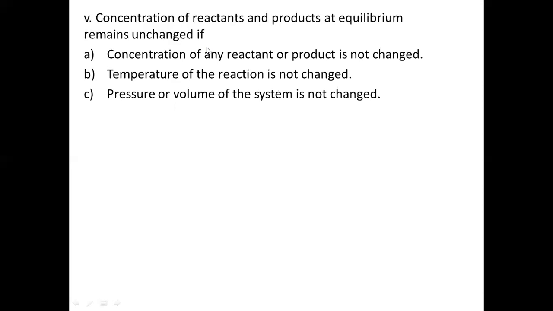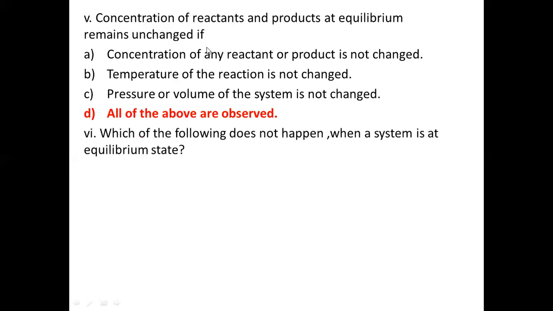If you do not change concentration, temperature or pressure, then the reaction will remain in equilibrium state. But if you change any one of these conditions, the reaction will no longer be in equilibrium state. Equilibrium will get disturbed. So all of the above are observed. Which of the following does not happen when a system is at equilibrium state?